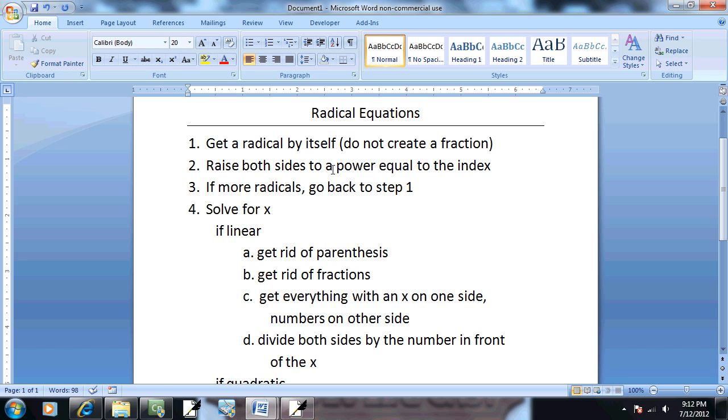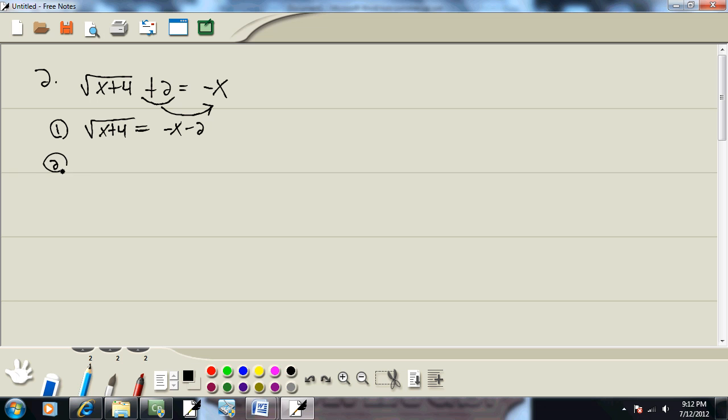Step 2, raise both sides to a power equal to the index. Well, this is a square root. Index is a number that goes in the slot right here, and if it's a square root, it's by default 2. So we'll square both sides. So we'll square the square root of x plus 4, and we'll square the negative x minus 2. Now, when you square it here, our index matches the power, and when that happens, the square root and the second power cancel each other out, and you're just left with what's underneath the radical.